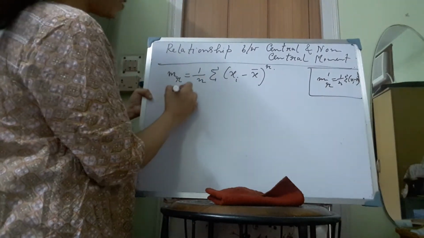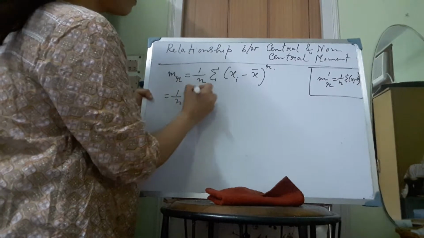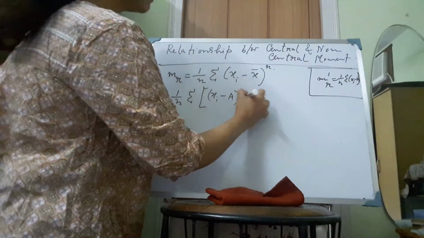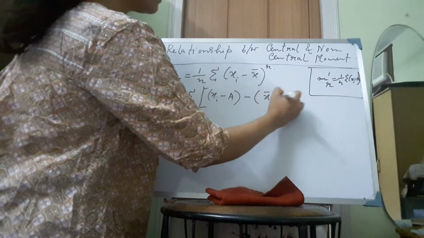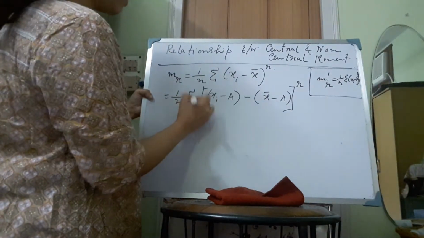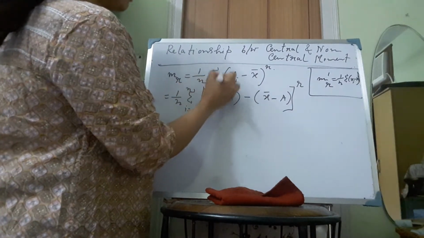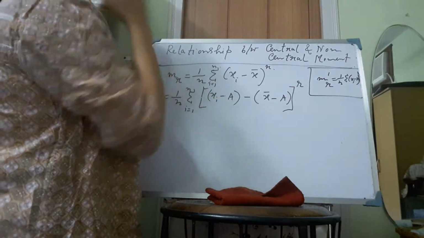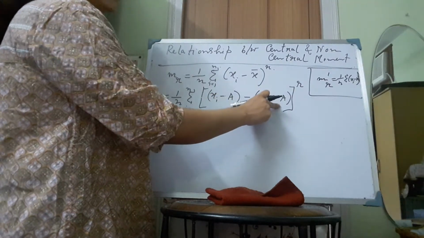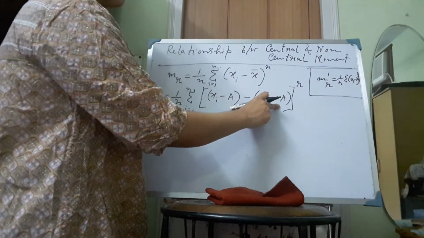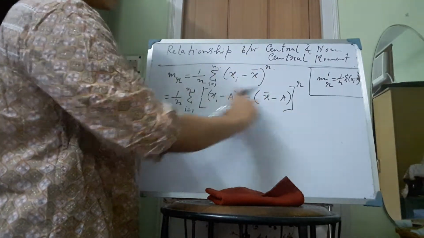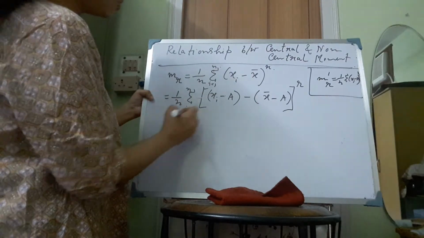Now from here we can write 1 by n summation of xi minus a, then minus x bar minus a whole to the power r, where i is from 1 to n. So now we are subtracting the arbitrary constant a, and then we are adding that arbitrary constant. So we are getting back the same expression xi minus x bar by doing this.